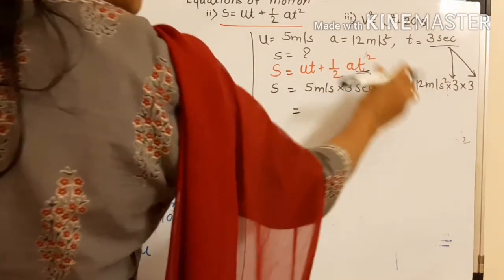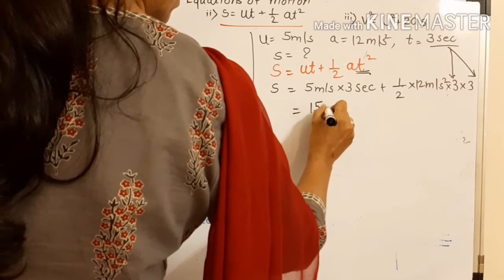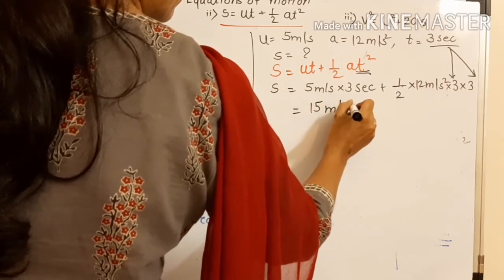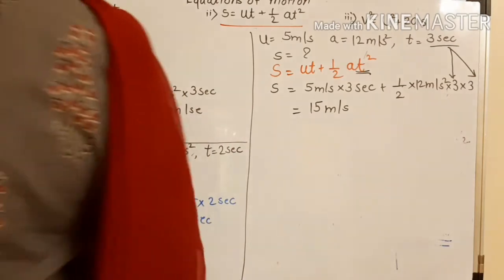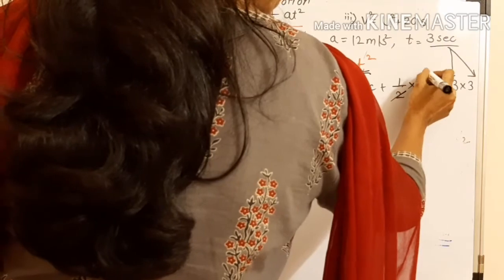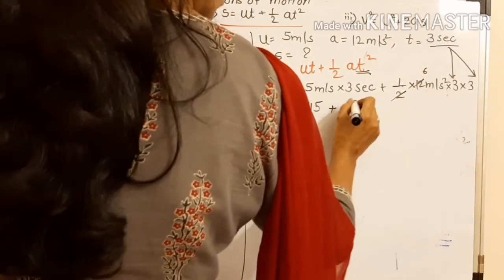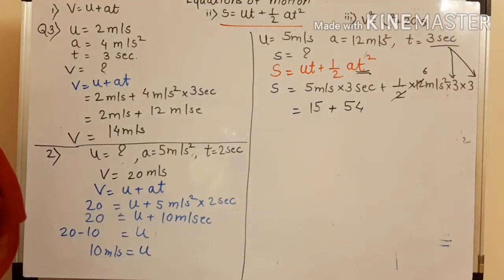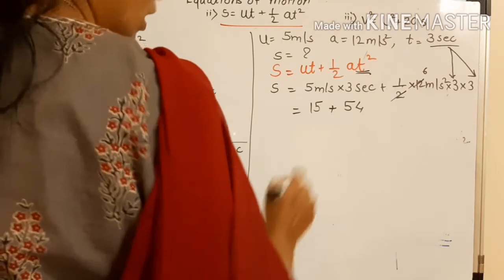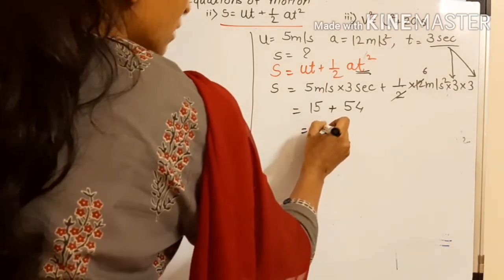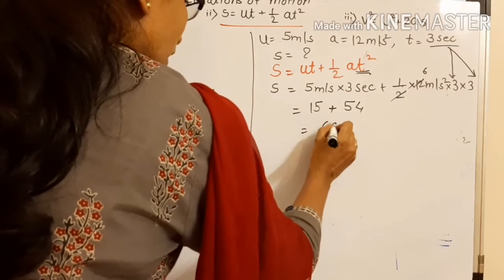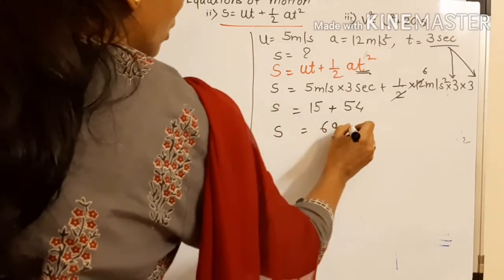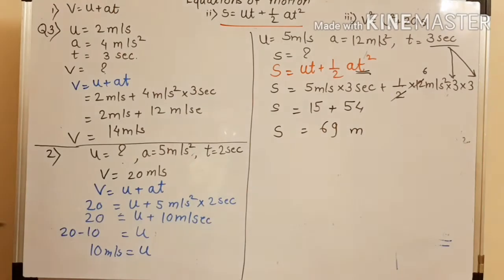Now simplify this. 5 threes are 15 meter per second, 15 meter. Plus 1/2 into 12 is 6. So the multiplication is 6 into 3 into 3, so it is 54. Now 15 plus 54, the answer is 69. So the displacement s is equal to 69 meter. So the displacement, the final answer is 69 meter.